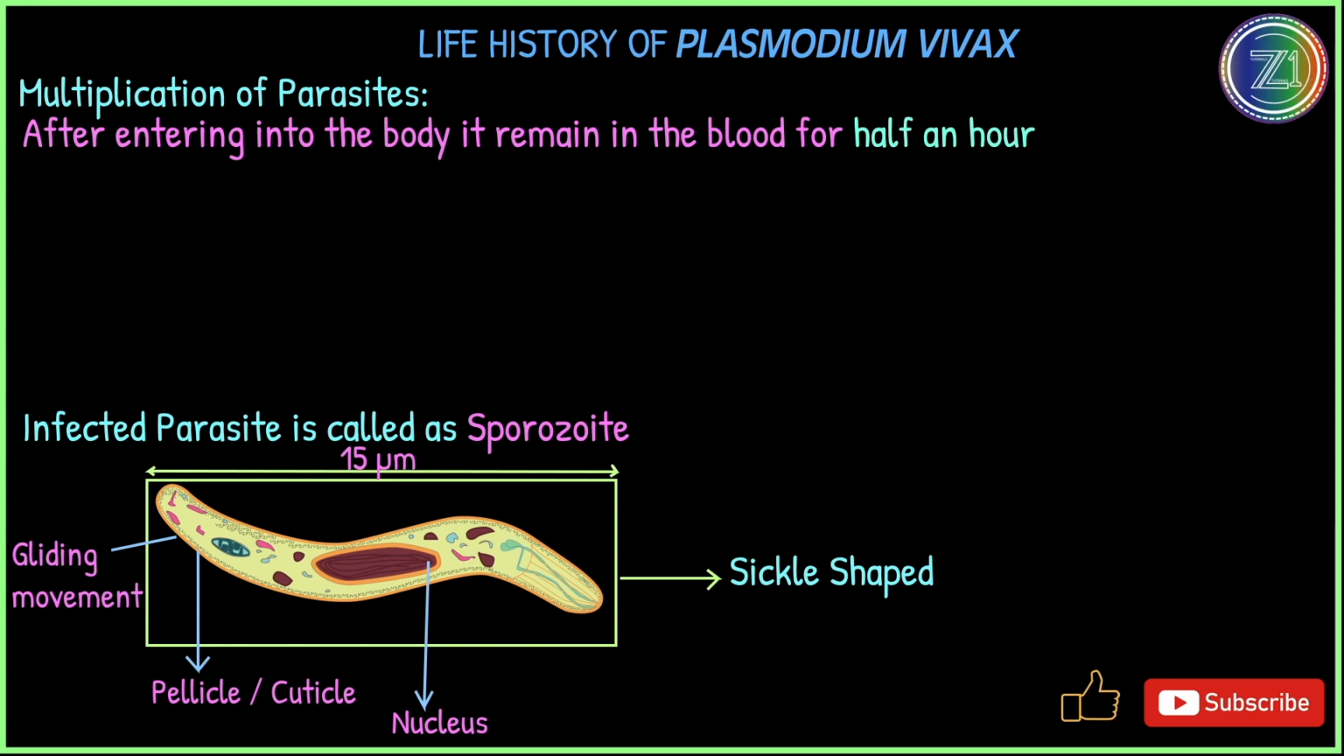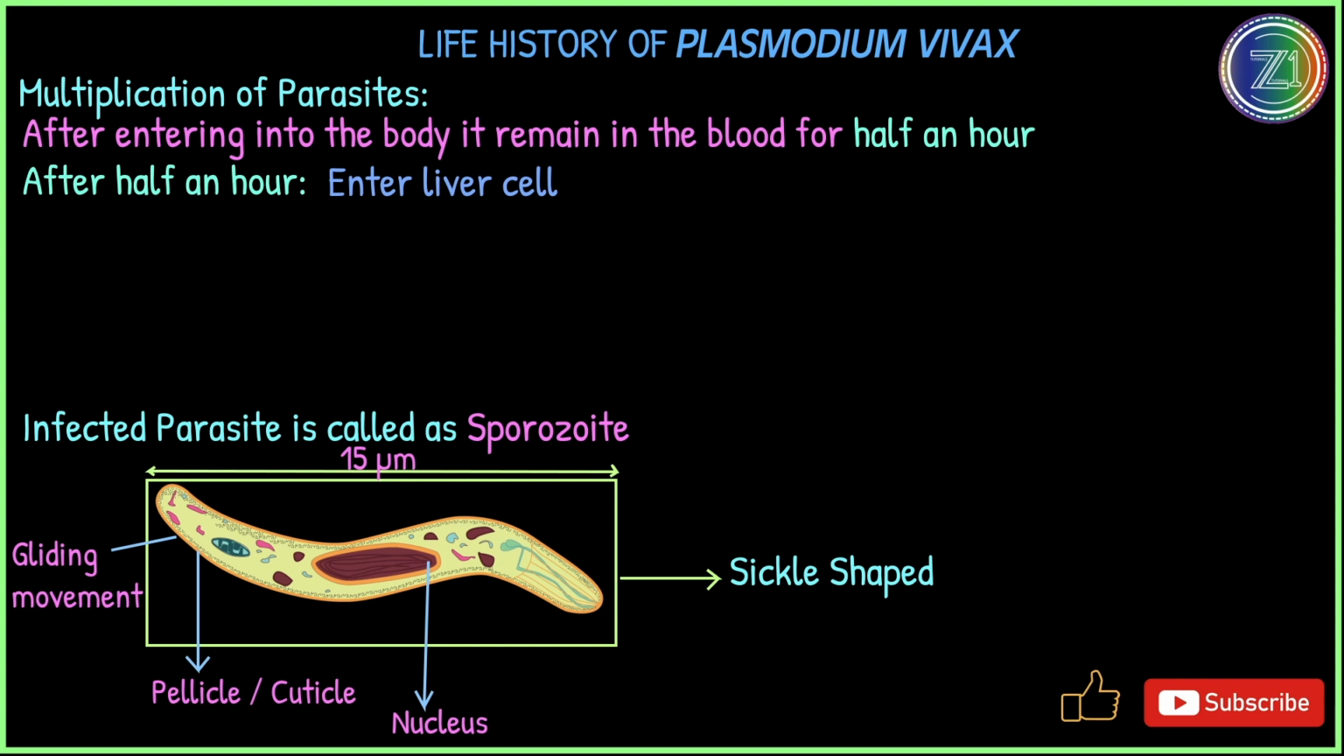Very important here: when it is staying for half an hour in the blood of the human, it is not the source of infection. Even if some other mosquito comes and sucks up the blood, it is not going to be the source of infection to some other human being. So it is only in the blood for half an hour, and then after half an hour, it is going to enter into the liver cell.